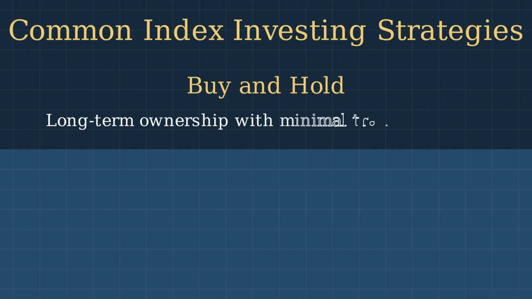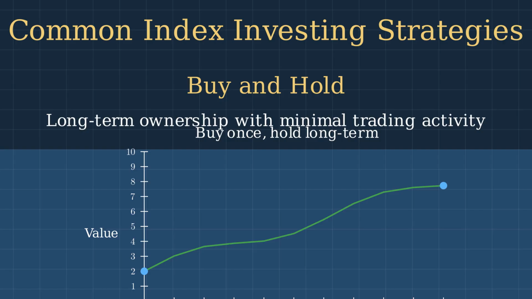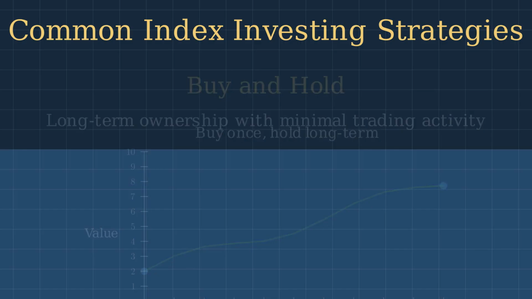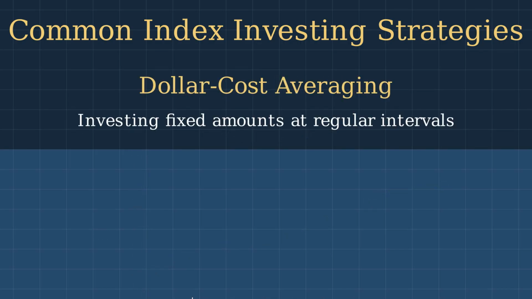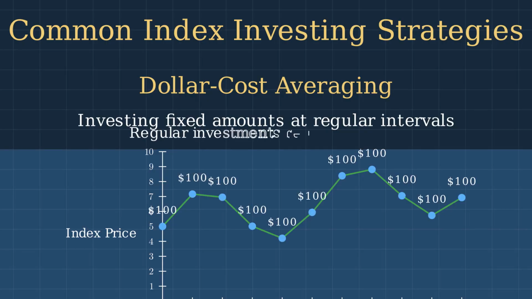Buy and hold is a passive strategy where investors purchase index funds and hold them for the long term, regardless of market fluctuations. This approach minimizes trading costs and capitalizes on the market's long-term upward trend. Dollar cost averaging involves investing a fixed amount at regular intervals, regardless of market conditions. This disciplined approach helps investors buy more shares when prices are low and fewer when prices are high, potentially reducing the impact of market volatility and emotional decision-making.